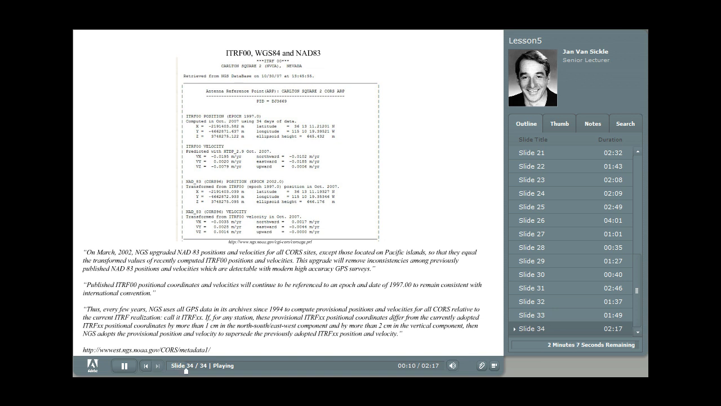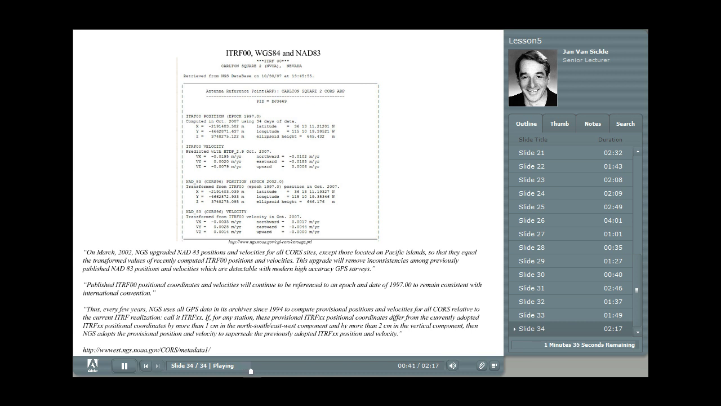And now here's some news to end this particular lecture. In March 2002, NGS upgraded NAD 83 positions and velocities for all CORS sites, except those located on Pacific Islands, so that they equal the transformed values of recently computed ITRF 00 positions and velocities. This upgrade will remove inconsistencies among previously published NAD 83 positions and velocities, which are detectable with modern high-accuracy GPS.